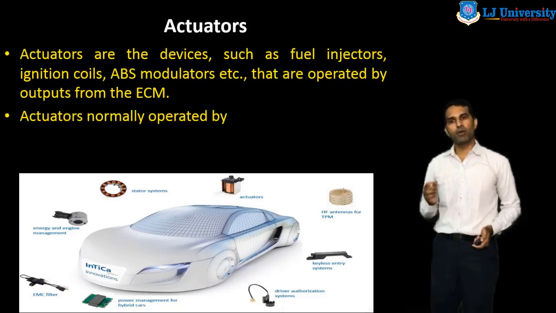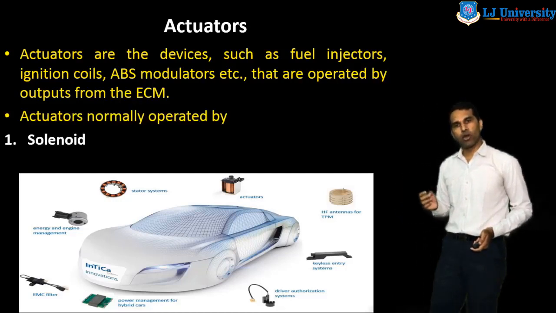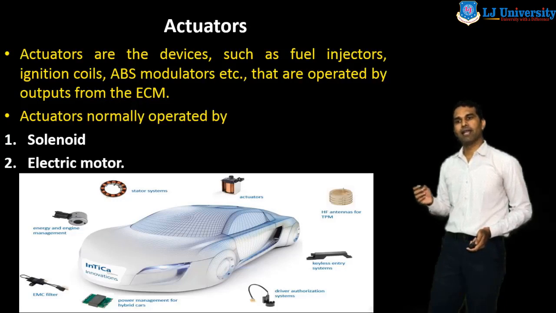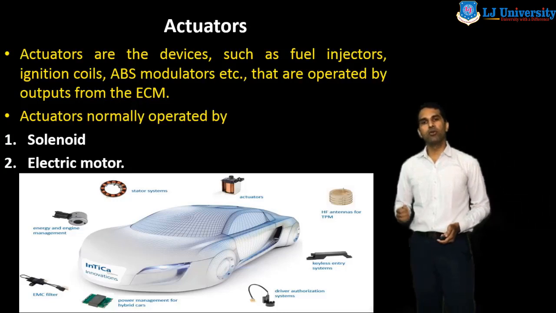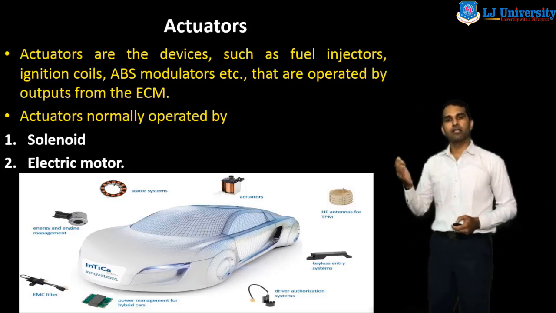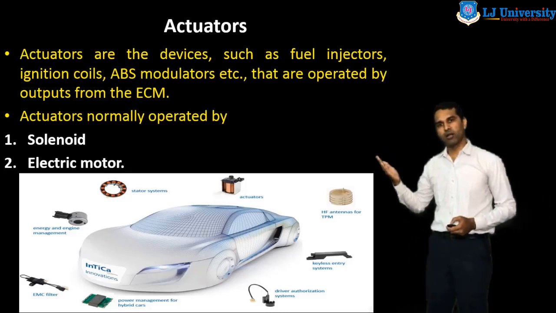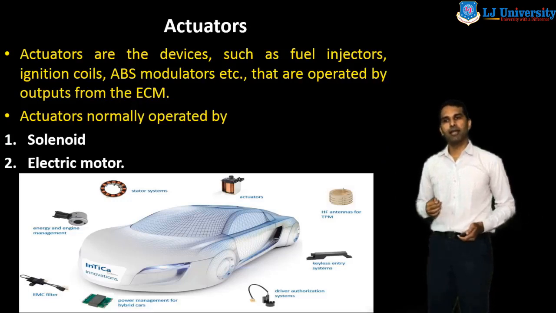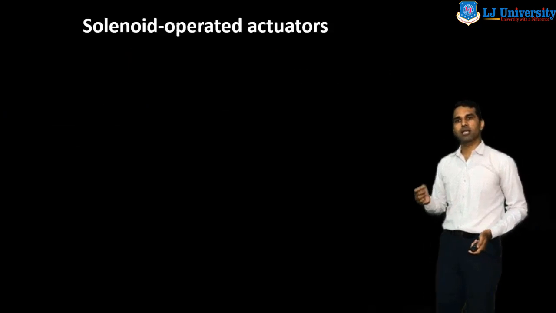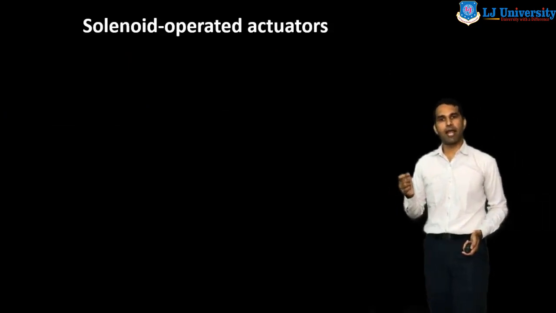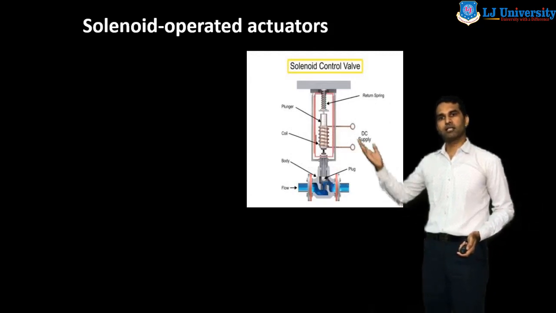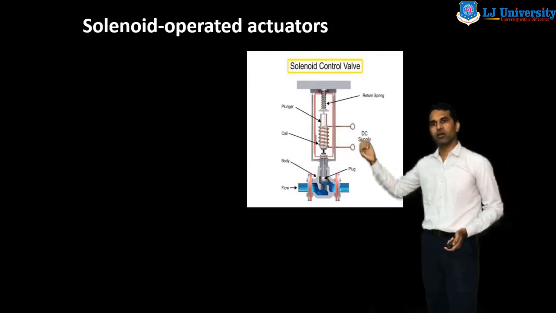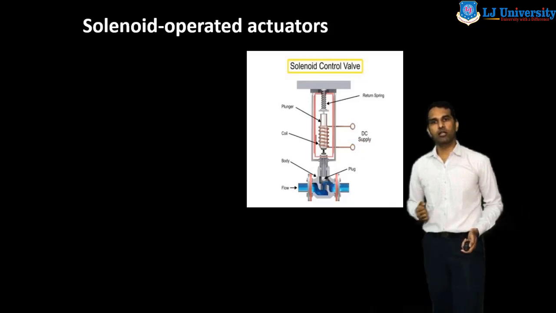Actuators are normally operated by a solenoid or by an electric motor. So generally the actuators used in the car are operated either by a solenoid or by an electric motor. Now we first discuss the solenoid operated actuator. To understand this, we take this figure. Here we can see a solenoid control valve.